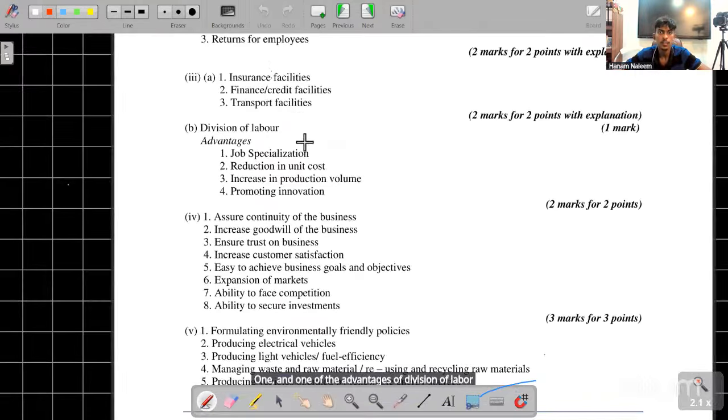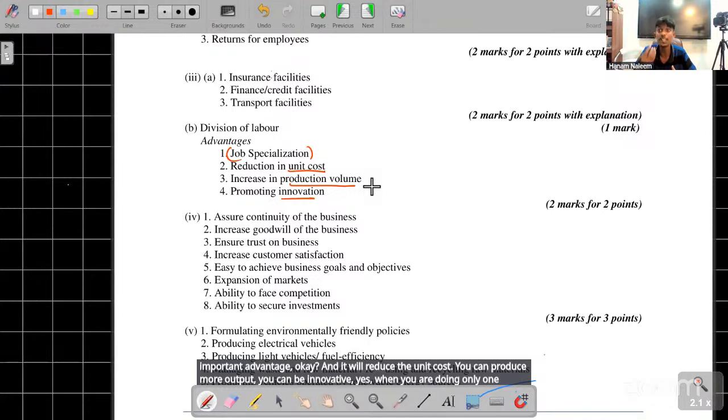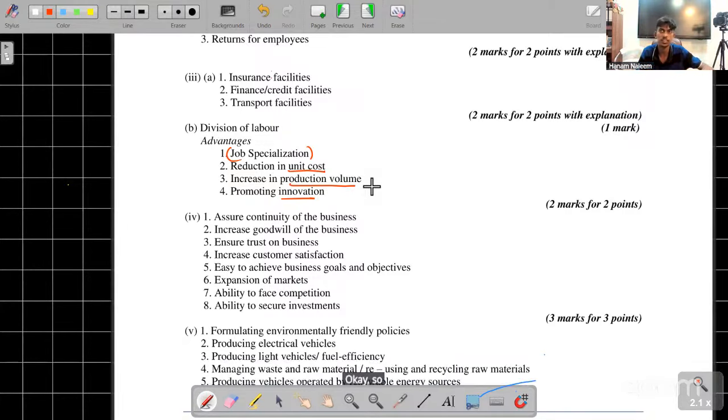Here, job specialization will be a specialist. That's the most important advantage. It will reduce the unit cost. You can produce more output. You can be innovative. When you are doing only one task, you can be so much innovative. Your experience will develop. You can minimize the wastages. So, increase the efficiency. Correct.